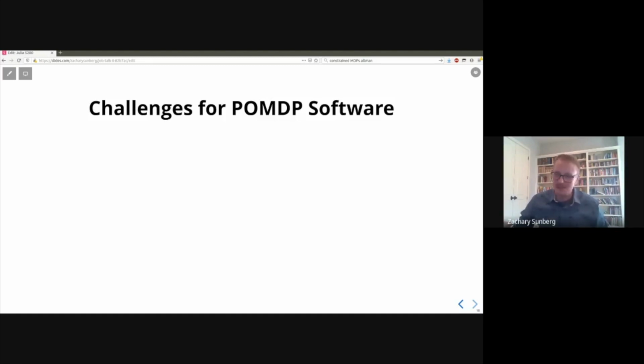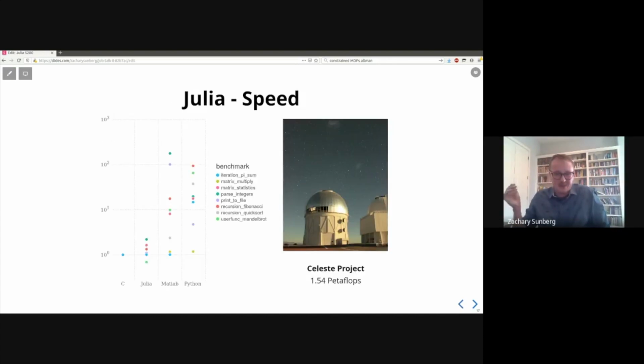But there are a lot of challenges to overcome to write this POMDP software. The first one is that POMDPs are computationally difficult. They're actually a PSPACE-complete class of problems, which means that there's not going to be any magically efficient algorithms to solve them. So we need every ounce of computation that we can get. Julia is, of course, very good at this.